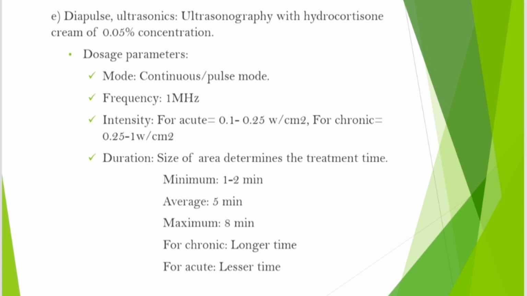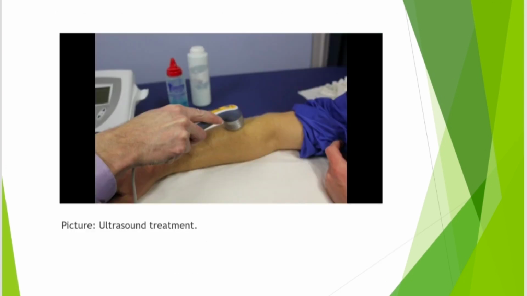Duration: the size of the area determines the treatment time. For a minimum area 1 to 2 minutes is applied, for average 5 minutes, and for maximum 8 minutes. For chronic, a longer time is applied, and for acute, a lesser time. This is the picture of ultrasound treatment where both the therapist and patient are in a comfortable position.